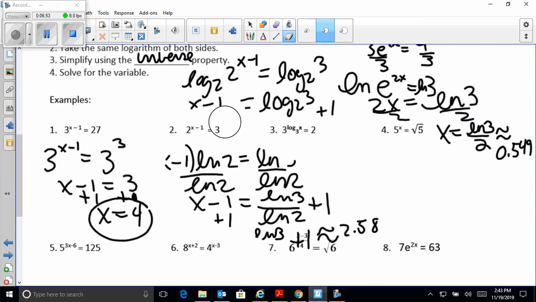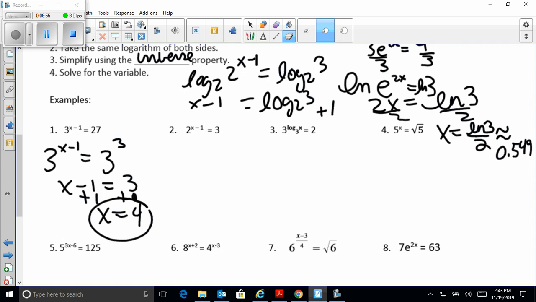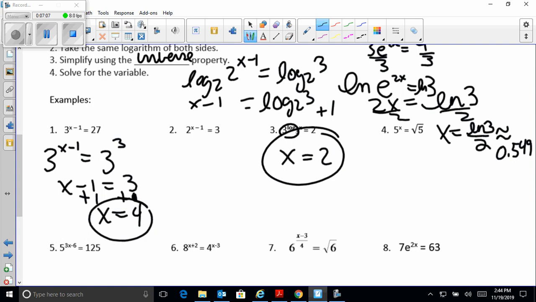Number 3, something I noticed here: 3 raised to the log base 3 of x. So that is the inverse property. That means that's just x. That right there, that's just x. You don't have to do anything on that problem. Just have to remember the property.